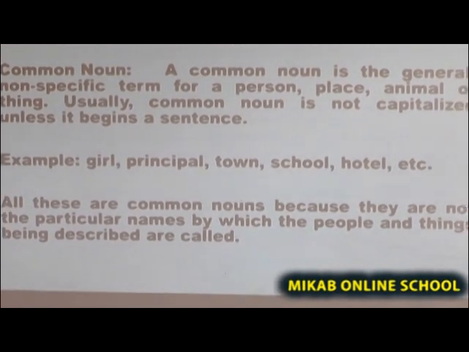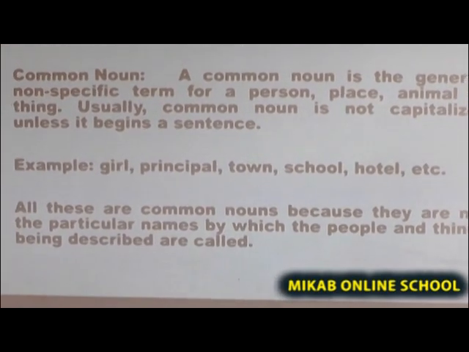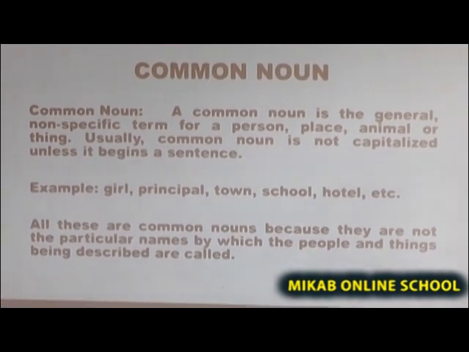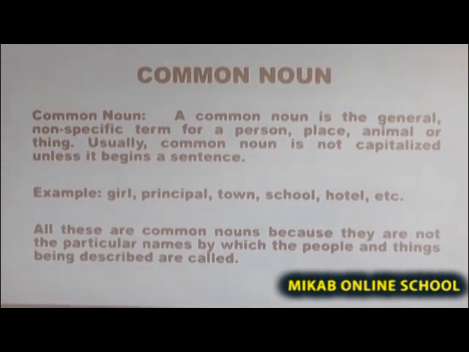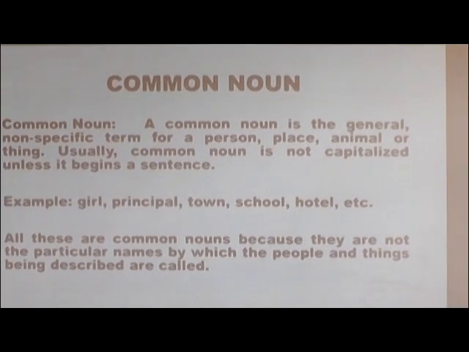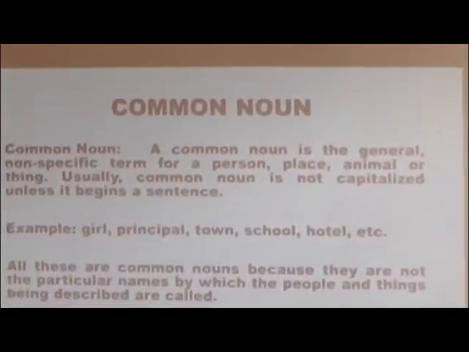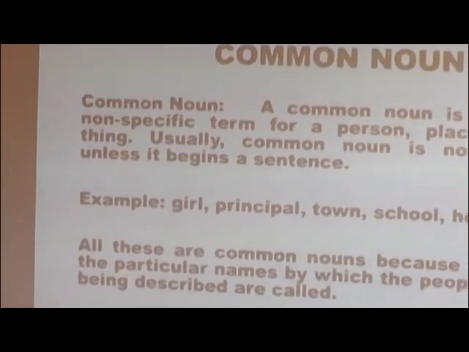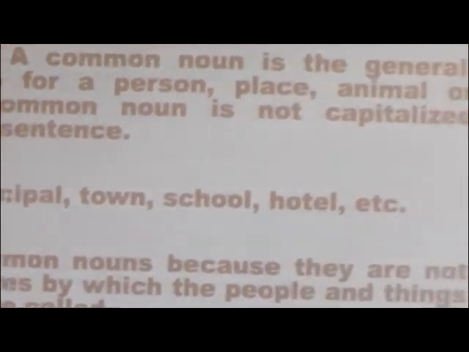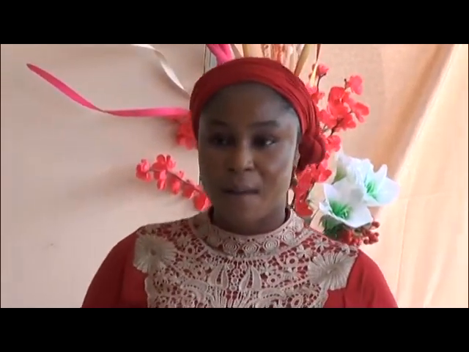So all these are common nouns because they are not the particular names given to the people and things being described in this context. So common nouns are general names. For example, we have a girl there. A girl is the general name given to the female species maybe. But when we now mention the name of that girl, like Fina, that Fina becomes what? A proper noun. It has named a specific person.